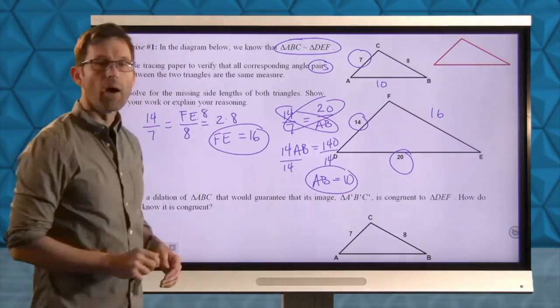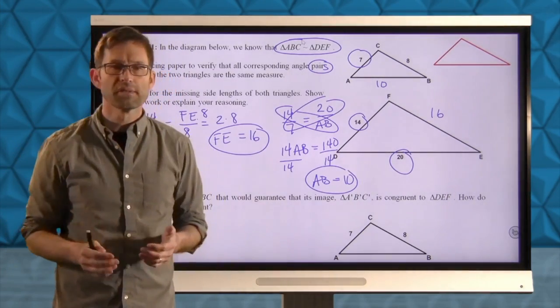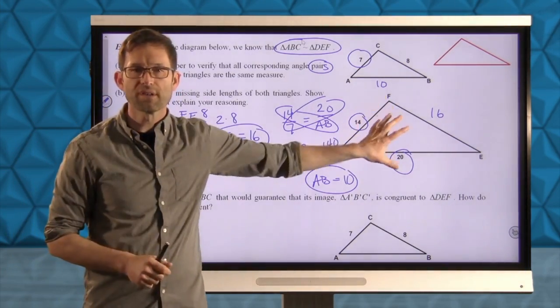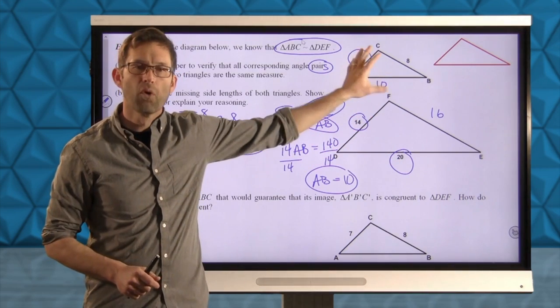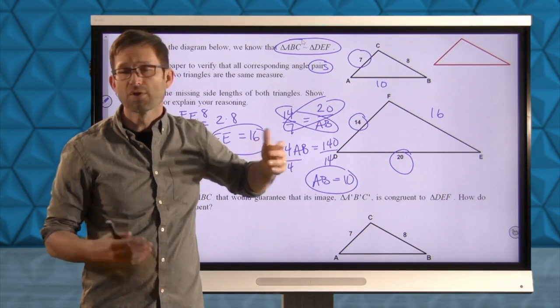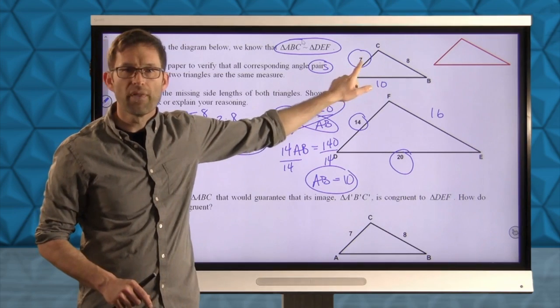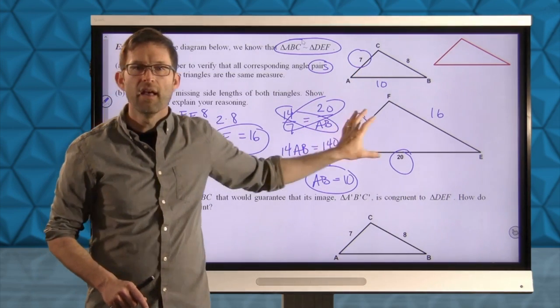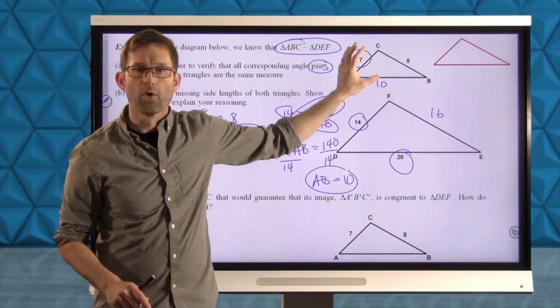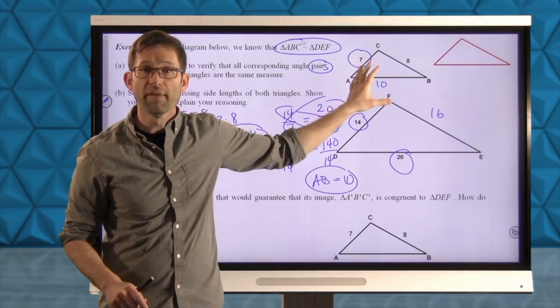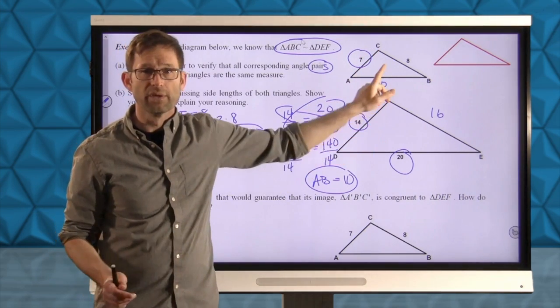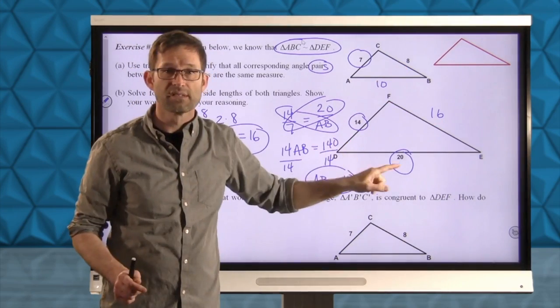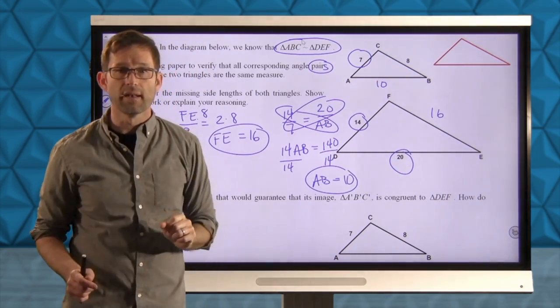Now, if you know anything about similarity, it's all about all the sides on this triangle being some multiple of the sides of this triangle. So right away, you may have been able to say, well, that one's 7 and that one's 14. Therefore, all the side lengths on this triangle will be twice the length of all of them on this triangle. And then it's very easy. If that's 8, then that has to be 16. And if that's 20, that has to be 10.